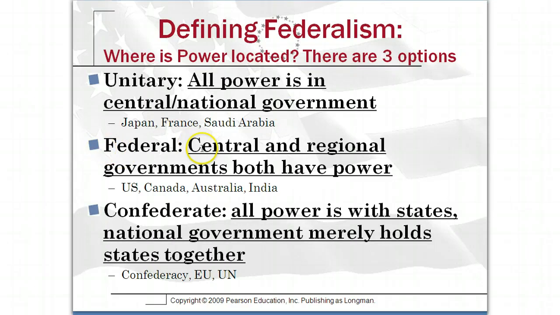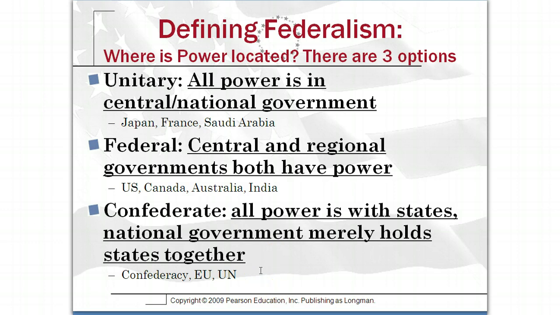The federal system has a central and regional government that both have power. The United States, Canada, Australia, and India have a federal system of government. And again, these are places with large geographic areas, so they might need more regional governments to get close to the people.